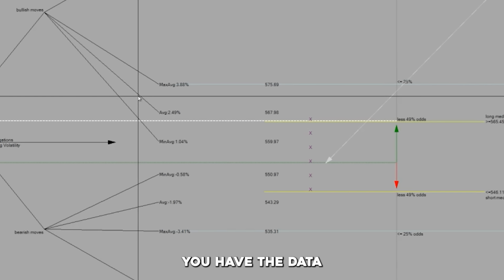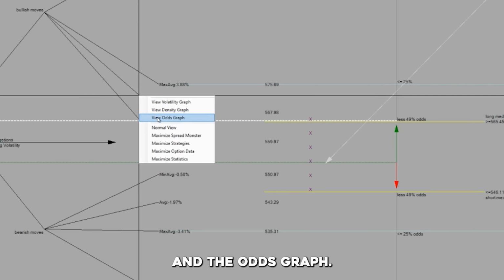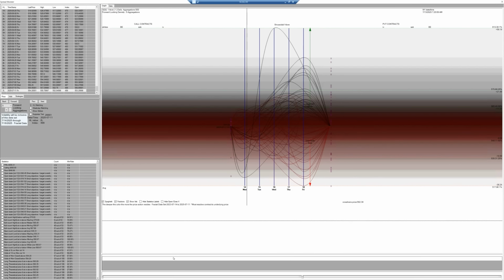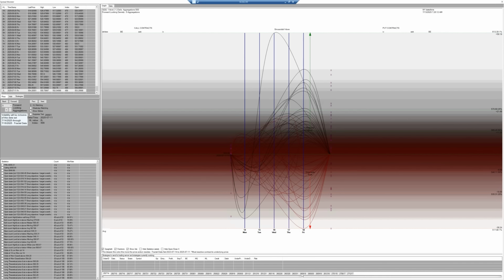Now here you have the data for the week. For the volatility and the odds graph, the graphs are going to look quite the same as the chart we saw for the 1 day forward looking aggregation. But as I move on to the density chart, it's going to be a bit different. The chart became a bit different here. It's a lot more variable, because we have a lot more days, so it shows you paths that are much more defined.